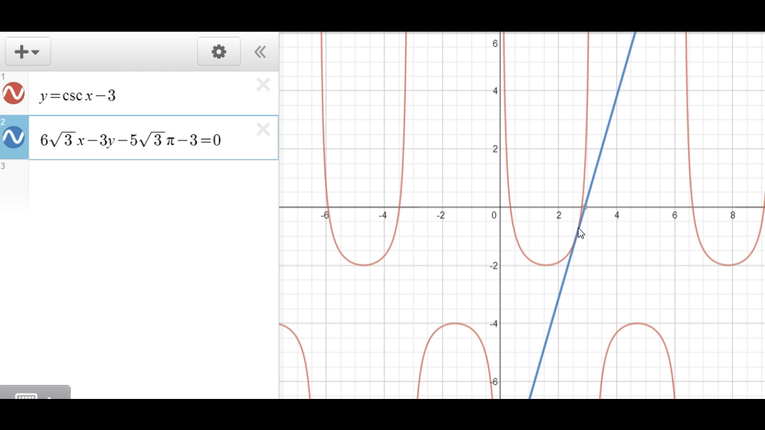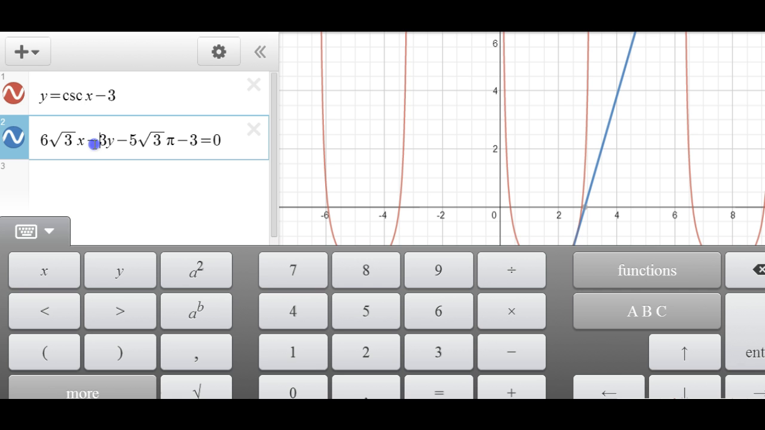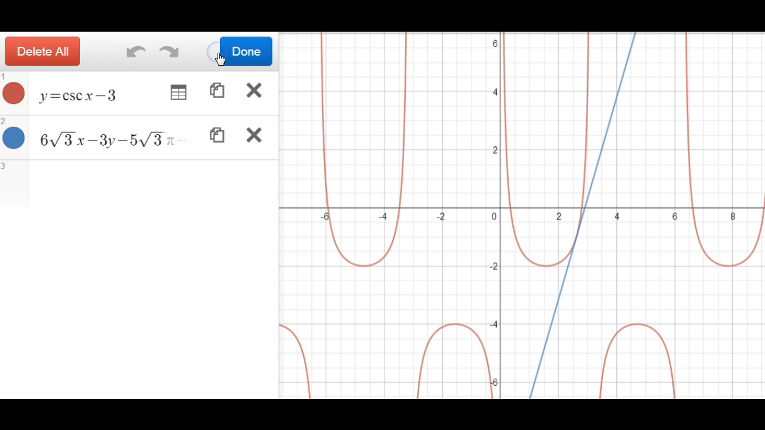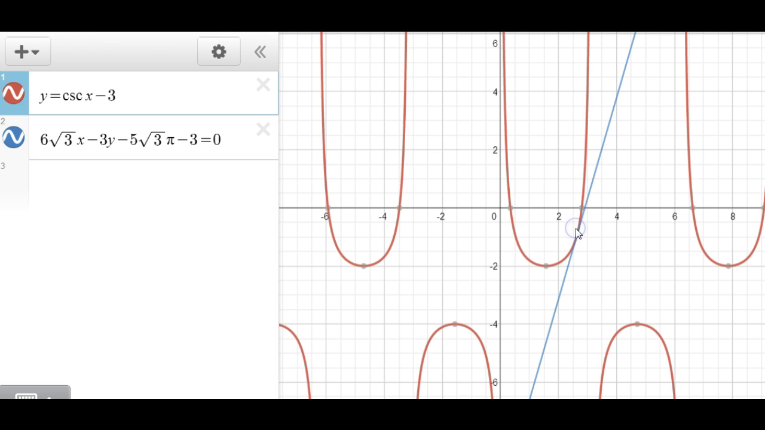Anyway, so there's the graph of cosecant x minus 3, and here's the graph of the tangent line. And I don't know where the intersection went. We saw it earlier, and now it's gone, so I don't know why. It should be close by there. I don't know why I can't find it now.